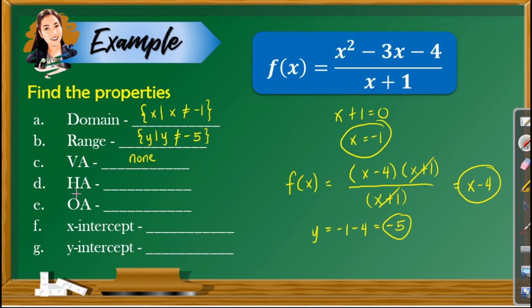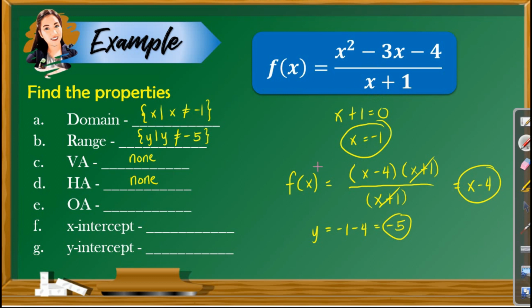How about the horizontal asymptote? If we are going to look at the simplified function, we only have x minus 4. So we cannot compare the degree of the numerator and the denominator since we do not have a fraction anymore. Therefore, the horizontal asymptote is also none. How about the oblique asymptote? If we're going to look at the original function, the numerator's degree is higher than the denominator's degree. So what does it mean? There is no horizontal asymptote, but it has an oblique asymptote.